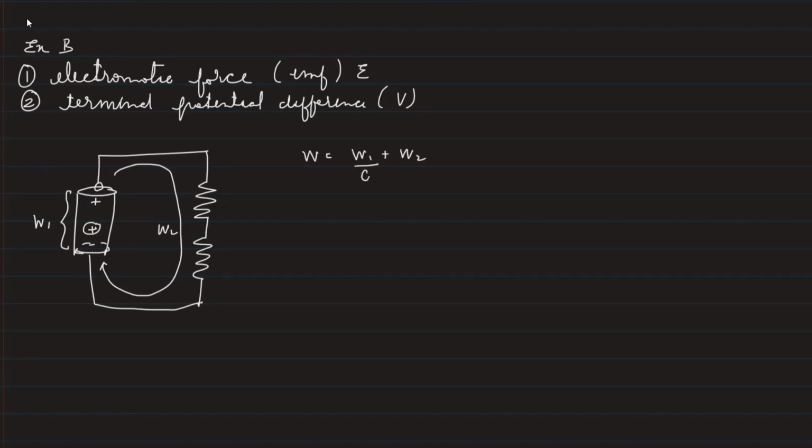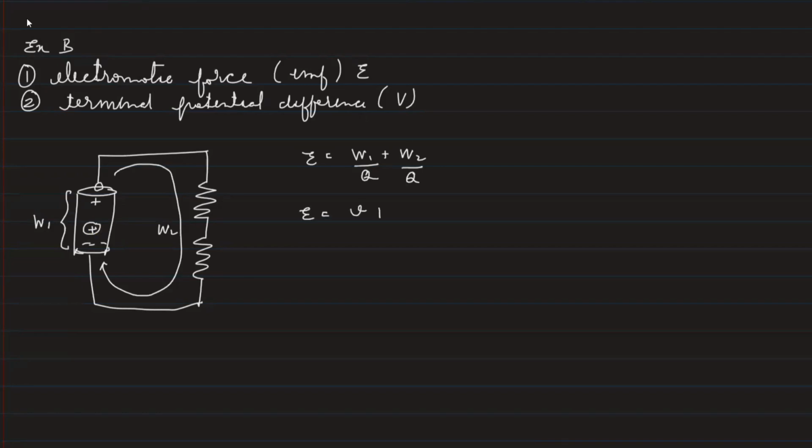And suppose the charge is Q, then this is called EMF. So the electromotive force is defined as the energy spent, or the work done per unit charge, in taking a positive test charge around the complete circuit of the cell. That means from the lower terminal to the higher terminal of the cell and across the circuit. That is called electromotive force.